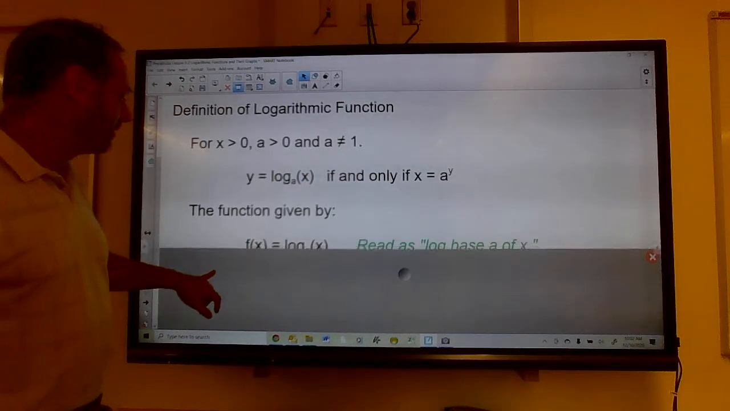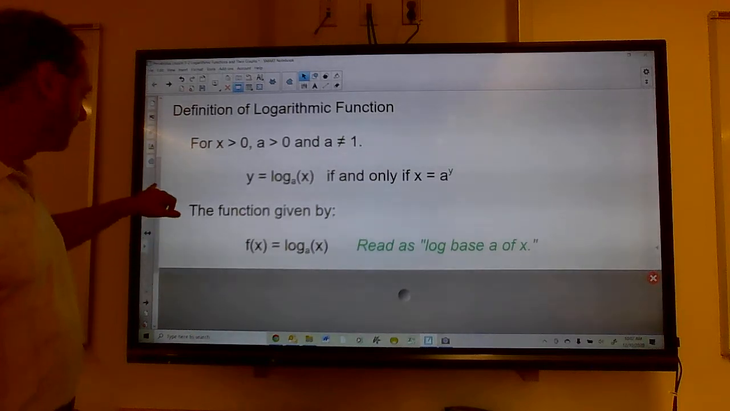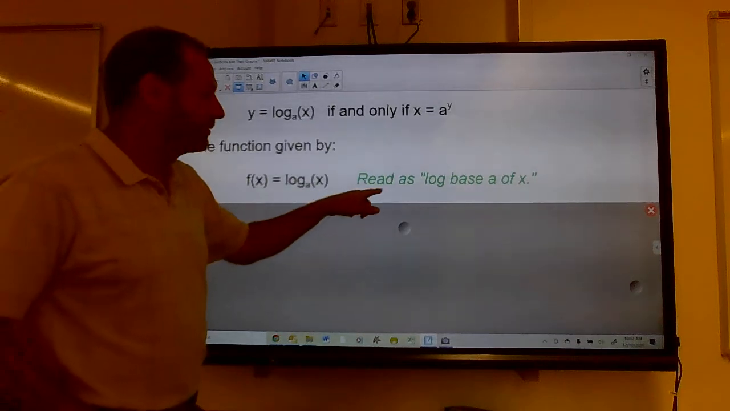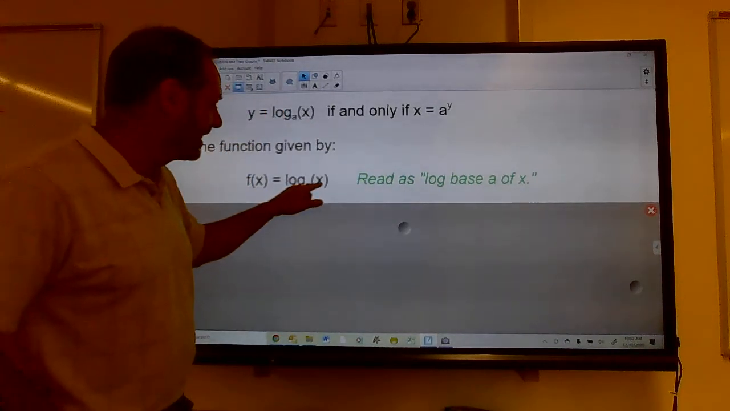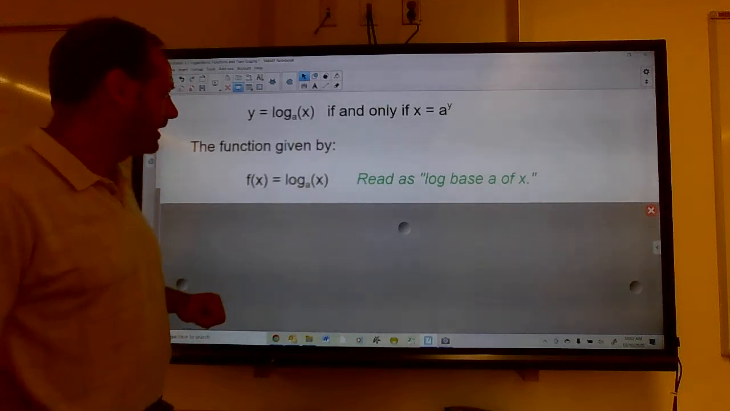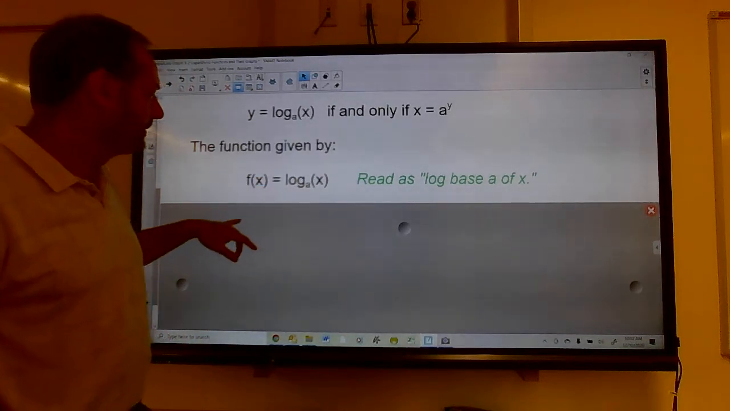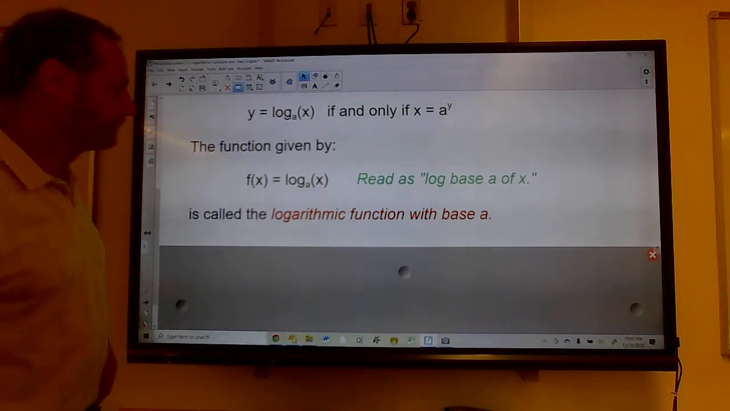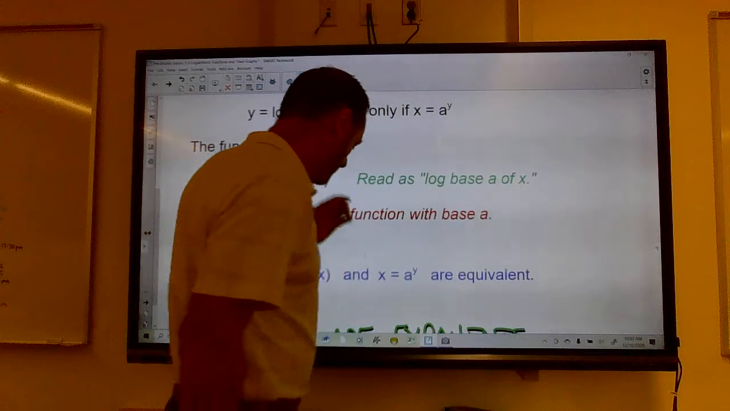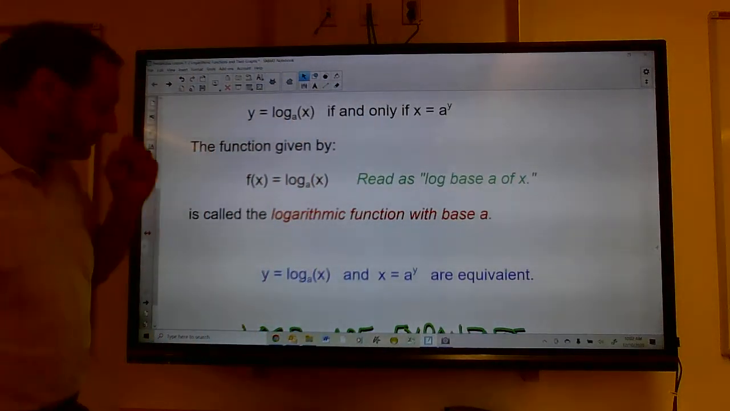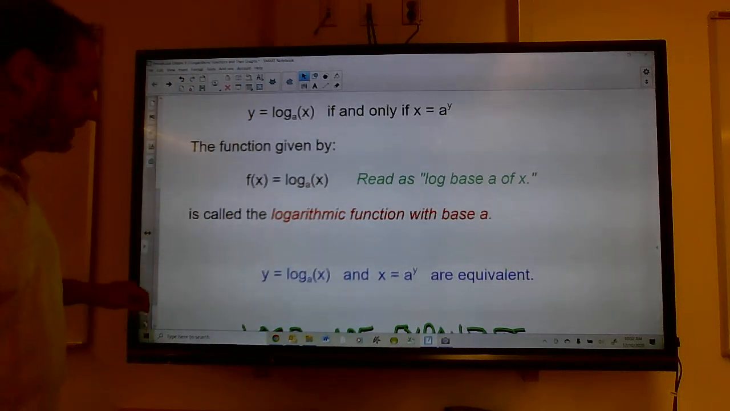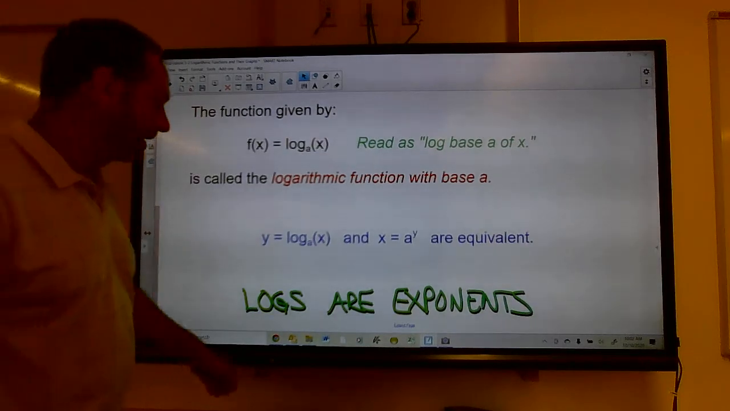Okay? So the function given by f of x equals the log base a of x, and that's the way you read it, log base a of x. This is your base, okay? This is your exponent over here, okay? Is called a logarithmic function with base a. All right, and y equals the log base a of x, and x equals a to the y are equivalent equations.